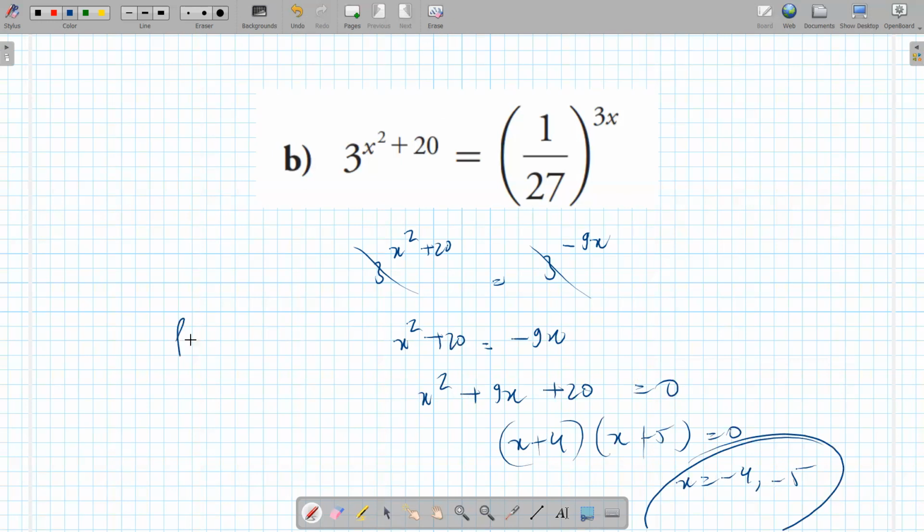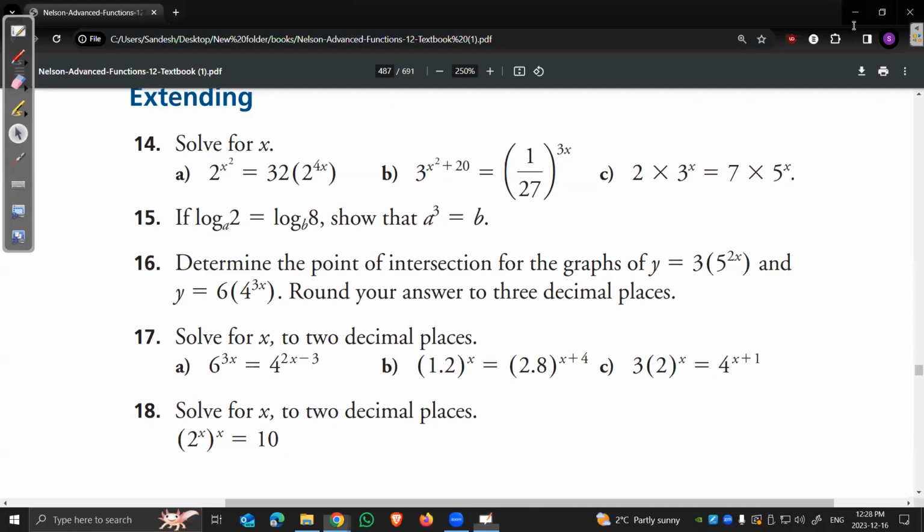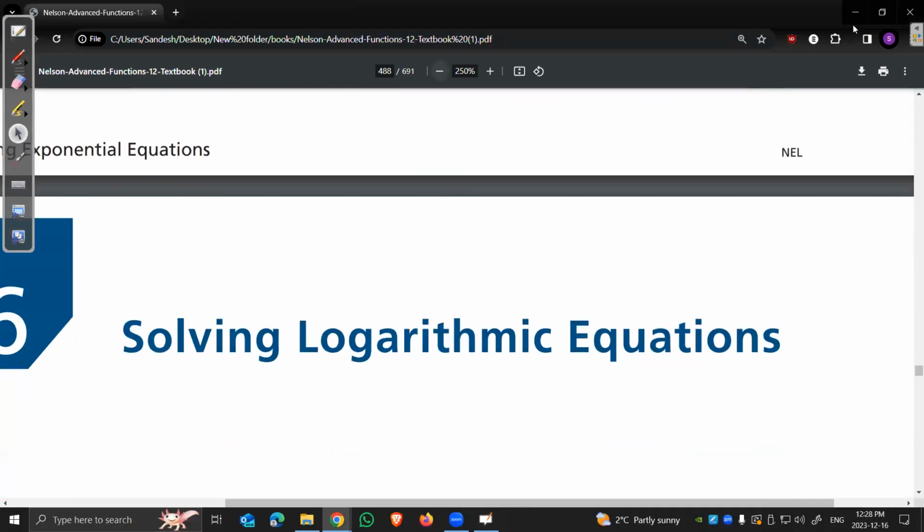So here we don't have to use logs, right? Because we could cancel out the bases. If you can't do this, then you would have to use logs. The rest of them is the same stuff.